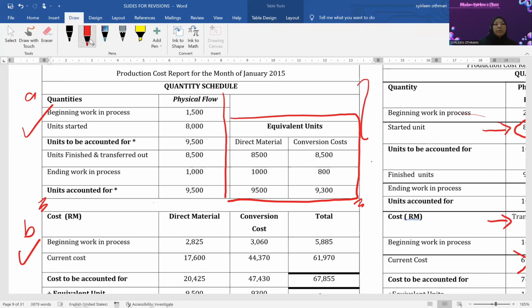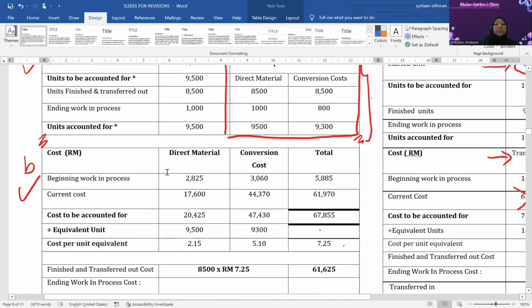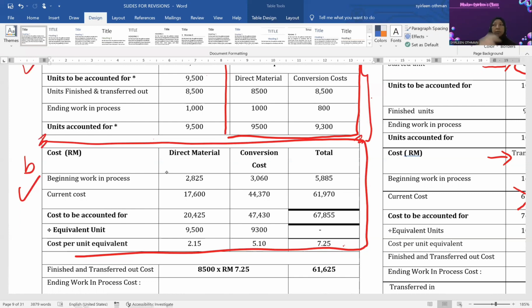This is only for the first part of the answer. And this one will be the second part of the answer. So your production cost report is actually done partially. So dia tak nampak macam production cost report. So you can use that to answer question that does not require you to prepare a production cost report. Okay, kalau soalan tak minta prepare production cost report, please don't answer in a form of production cost report. You might lose marks there.